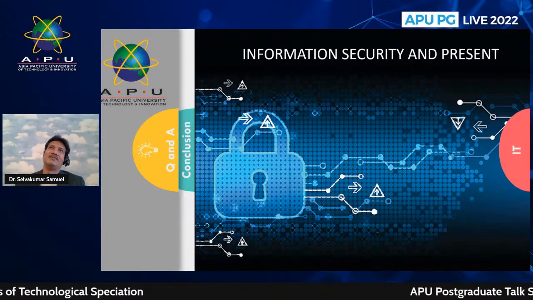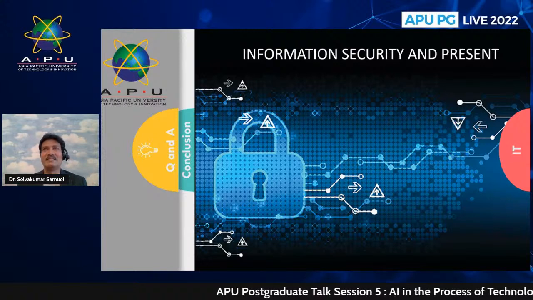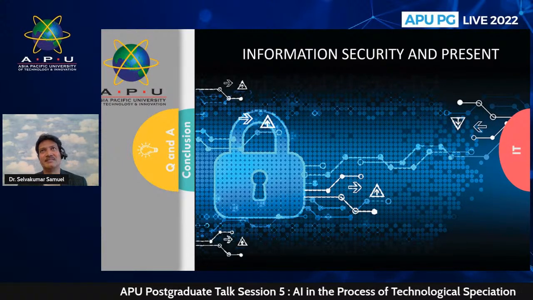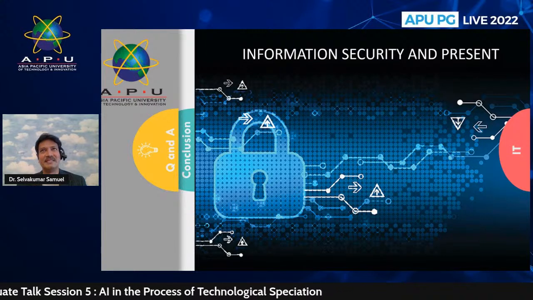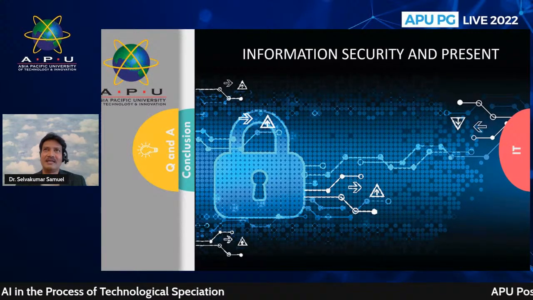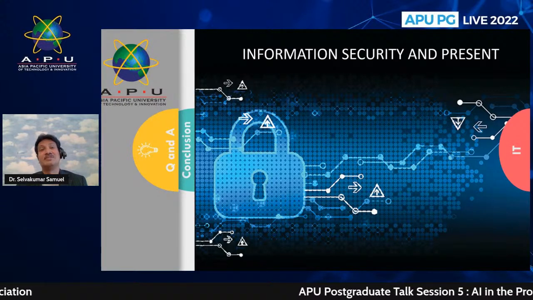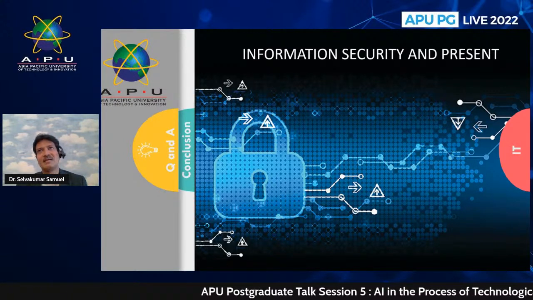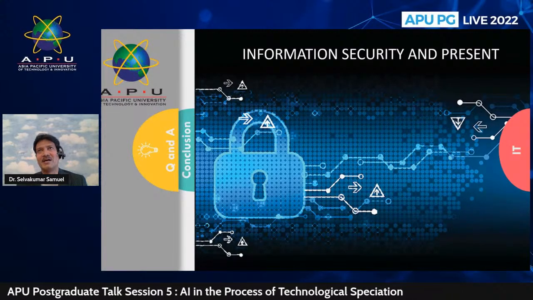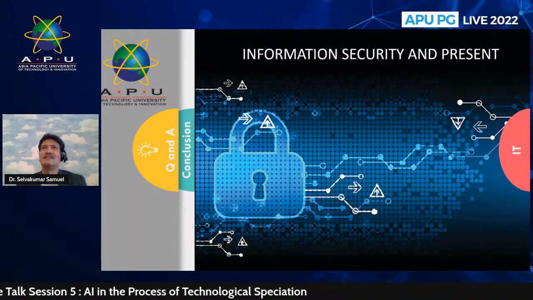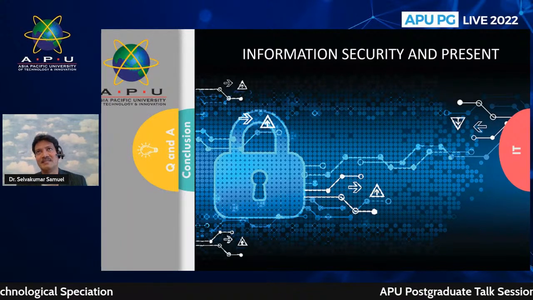Information security. When you transfer the data from one machine to another machine, for example through the internet, the information must be secured. Cyber security. Cyber means internet security, secure the data. Cyber security is another information technology to secure the data. In case you are sharing the data or you store the data but it is not connected to the internet, it still has to be secured. Information system security.